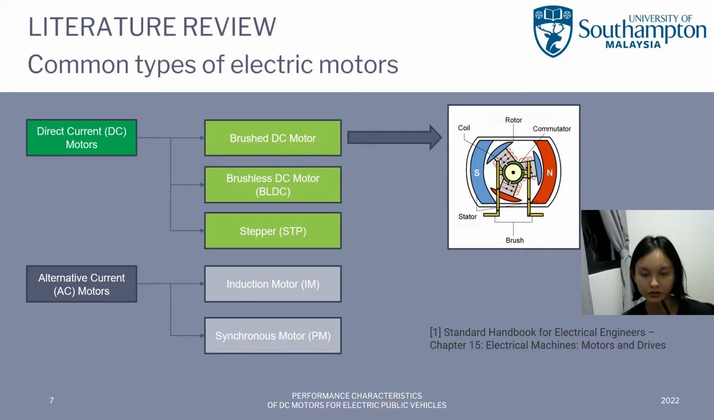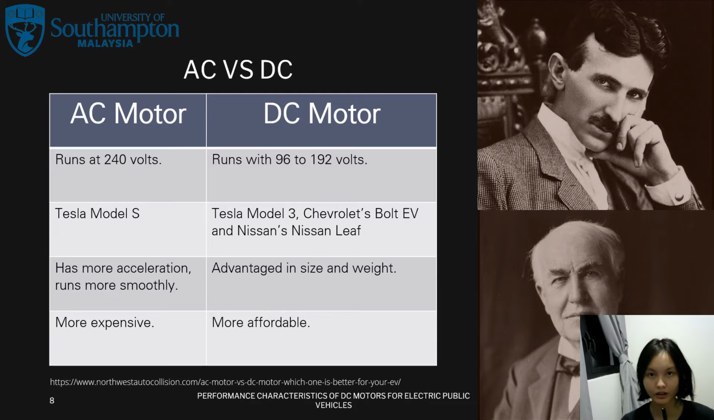In terms of electric motors, these can be categorized under DC, direct current motors, and AC, alternating current motors. DC motors can be further categorized into brushed DC motor, brushless DC motor, and stepper. And AC motors can be categorized into induction motor and synchronous motor. A comparison of AC motors and DC motors shows different characteristics, but both have been used in the current EV market. DC motors, however, have the advantage of being simpler to implement because of the DC battery-powered source, thus making it smaller in size and weight and more affordable. For our research, we are only concentrating on DC motors.